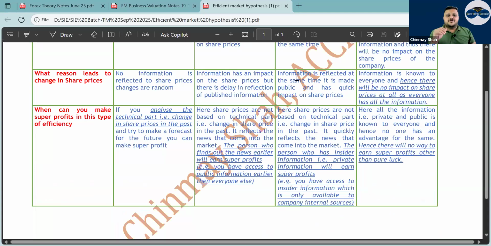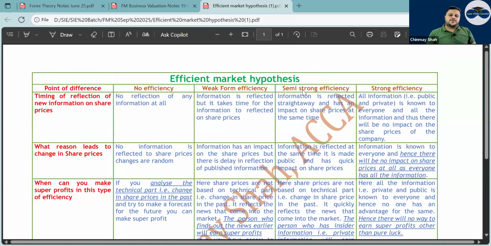So your share prices are not based on technical change in the share price. The change reflects the news, but in a later period. So if you get the information earlier than everyone else, then you can make a super profit in a market where weak form efficiency is there.